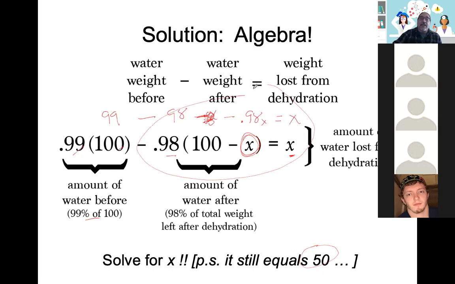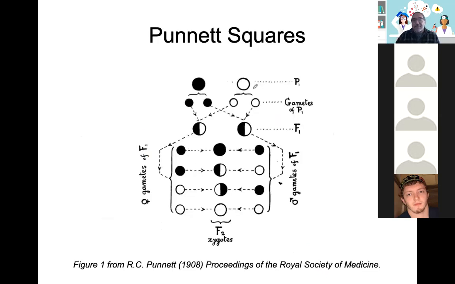So let's take a look at applying some of these ideas to genetics. This is a drawing by Sir Reginald Punnett. This is Punnett of Punnett squares. And in fact, this is the original Punnett square. This was from a paper that Punnett wrote in the Proceedings of the Royal Society of Medicine in 1908. It is actually his drawing. Back in the day, there were no computers to make drawings in published papers, and this is what he did.